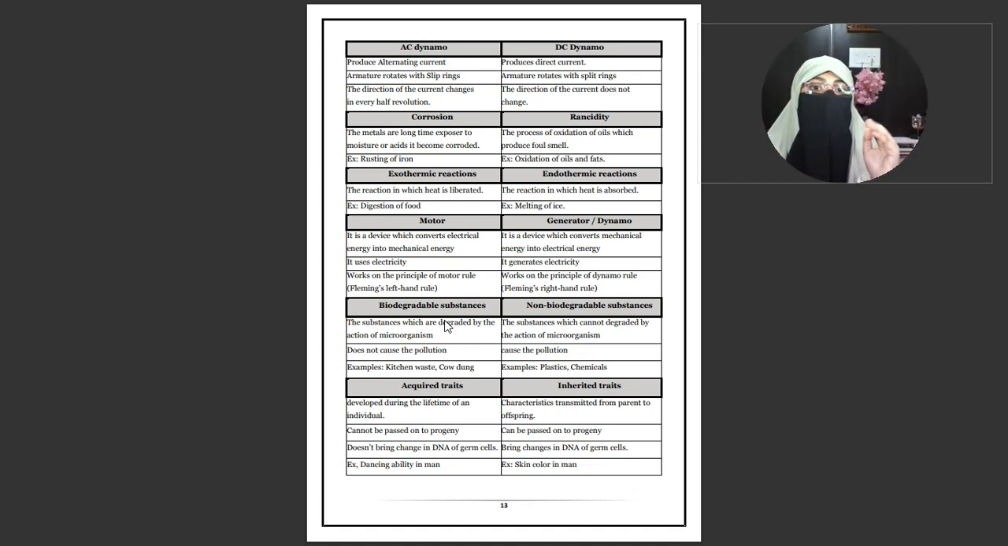Then what is the difference between a motor and a generator? A motor converts electrical energy to mechanical energy. The vice versa is the generator or the dynamo.